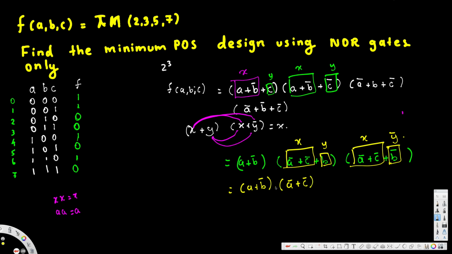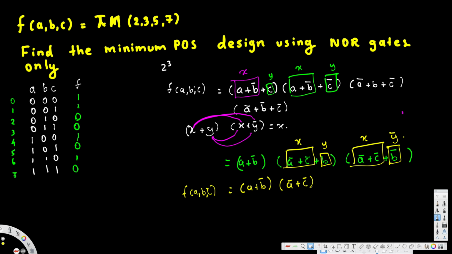Now we have to use this one in order to create the circuit. Let's read the question again. The question is asking, find the minimum product of sum designed using NOR gates only. So NOR gates, now we have to create the circuit using NOR gates only. Okay, now let's see how this circuit is going to look first. Here we have two sums multiplied. That's why we call this one product of sum, right?